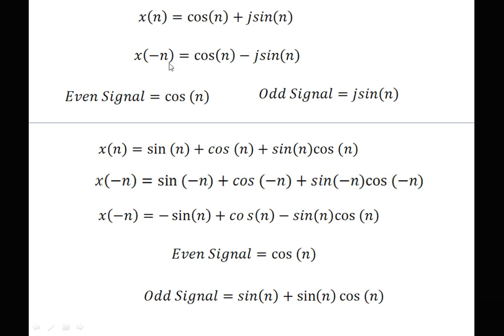This is a repeated example again. Now see this example. x of n is equal to sin n plus cos n plus sin n into cos n. x of minus n is sin of minus n, cos of minus n, sin of minus n, and cos of minus n. As you know, sin of minus n is minus sin n, so it becomes minus. This becomes positive and this becomes negative. So we are getting x of n and x of minus n. We can easily calculate the even signal as the average of these two, and the odd signal is nothing but the subtraction average, that is x of n minus x of minus n divided by 2, and by the calculation we get the answer as sin n plus sin n into cos n.